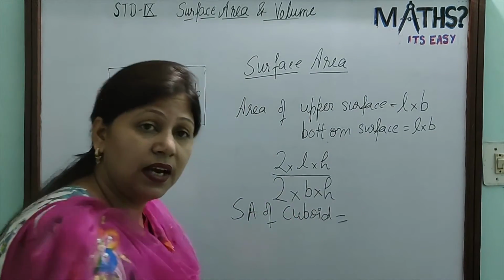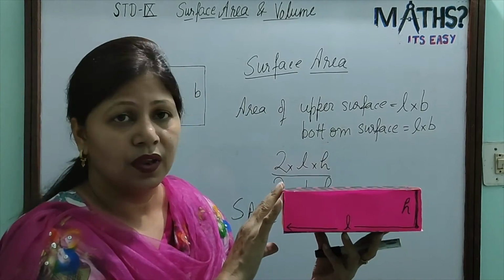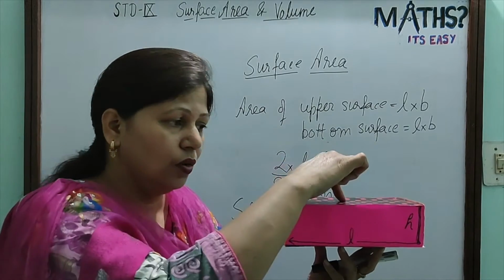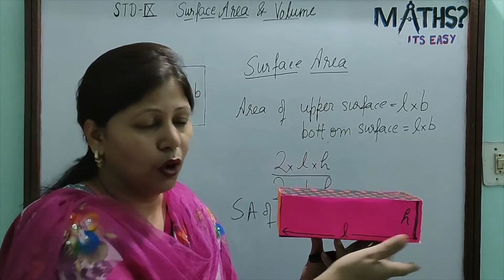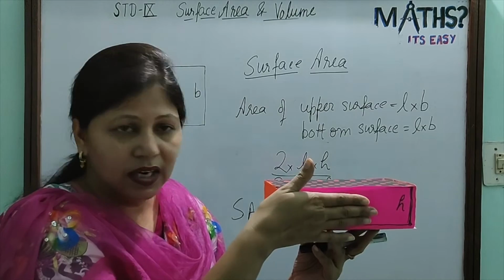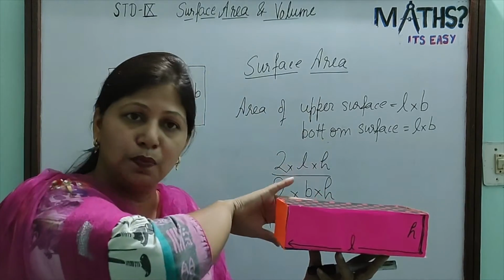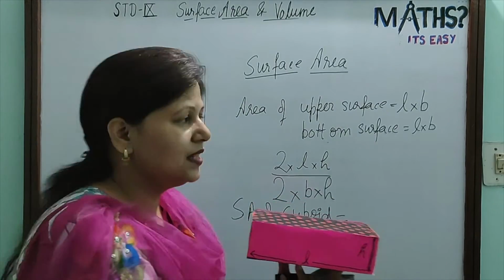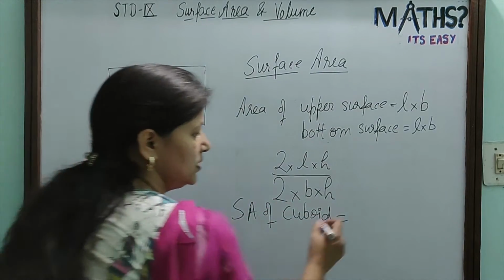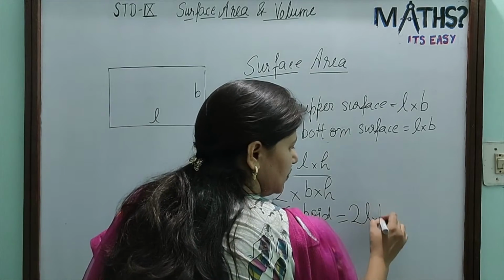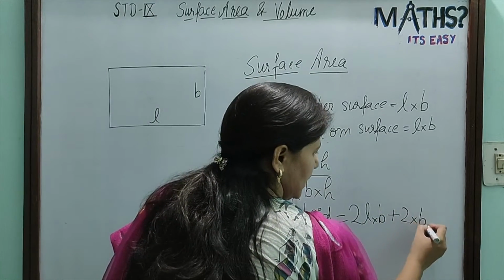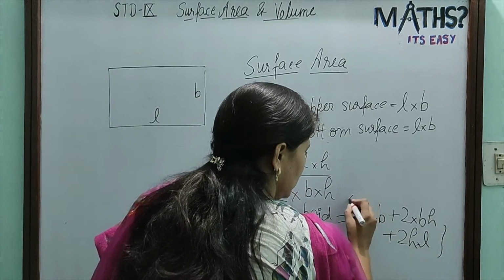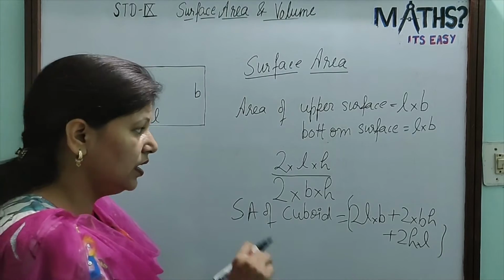Students, after understanding that all the surfaces are rectangle, just count how many surfaces are there. 1 upper surface, 1 bottom surface, 2 this 3 in front of you, and 4 its back, and 5th this one, and 6th this one. Altogether there are 6 surfaces. So 2 times L into B, 2 times B into H, and 2 times H into L. Okay, in this way we got the surface area of cuboid.